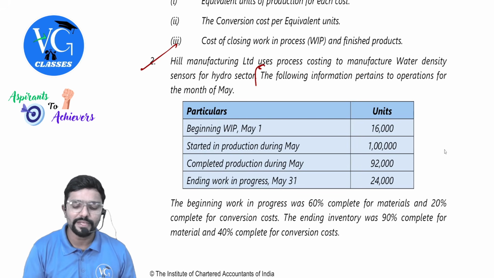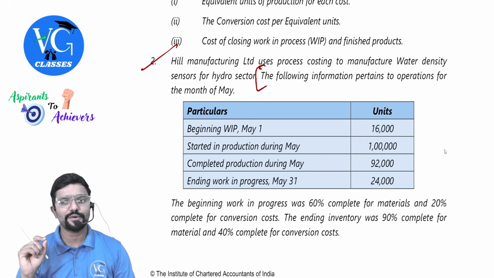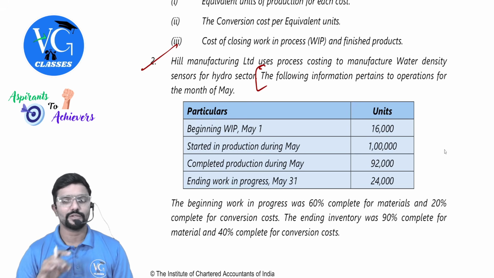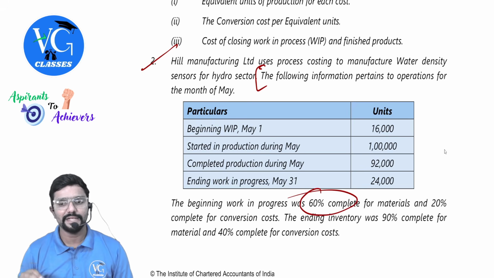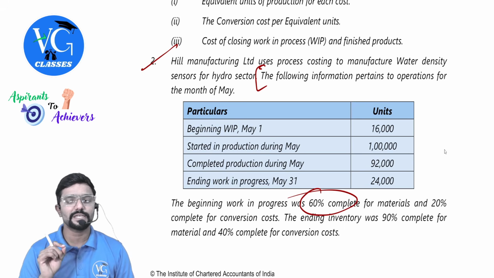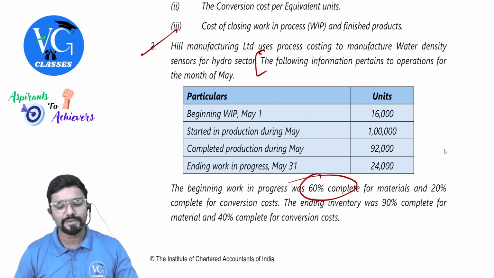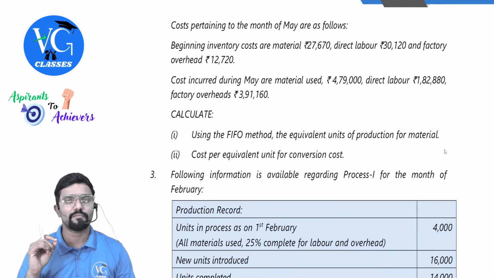The question starts here. Beginning WIP on May 1st, 16,000 units. Started in production during May, that is units introduced during the period, 1 lakh. Completed production during May, 92,000. Ending work in progress, 24,000. The beginning work in progress is 60% complete for materials and 20% complete for conversion. The ending inventory was 90% complete for material and 40% complete for conversion. For both opening WIP as well as closing WIP, they have given the degree of completion.